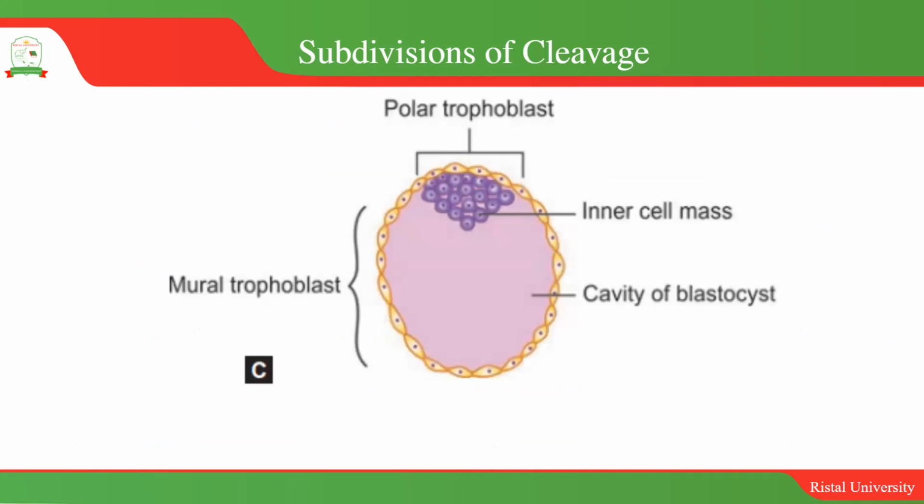Okay, so we said that we have a blastocyst which has a fluid-filled cavity, and then we have the embryo proper, or the inner cell mass, or the embryoblast, which we can also call the inner cell mass. And then the outer layer of cells are the ones we call the trophoblasts. So we have the inner cell mass moving towards one end, towards one pole, and that pole we call the polar trophoblasts.